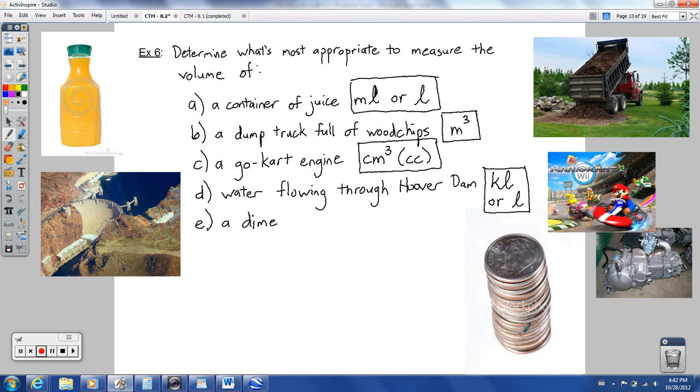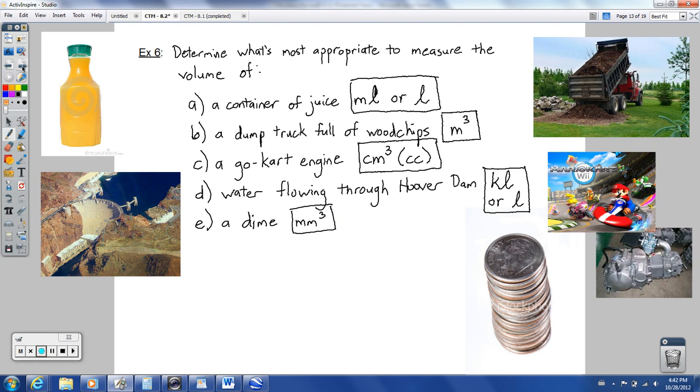This is a stack of dimes. This stack of dimes definitely has volume, so that means each individual one has some volume too. It's not very big, but it has volume. And so I think the best way to measure that would probably be to measure the area of that and then multiply it by the thickness. But I think the best way to think about that would be in millimeters. So cubic millimeters for the volume of a single dime.